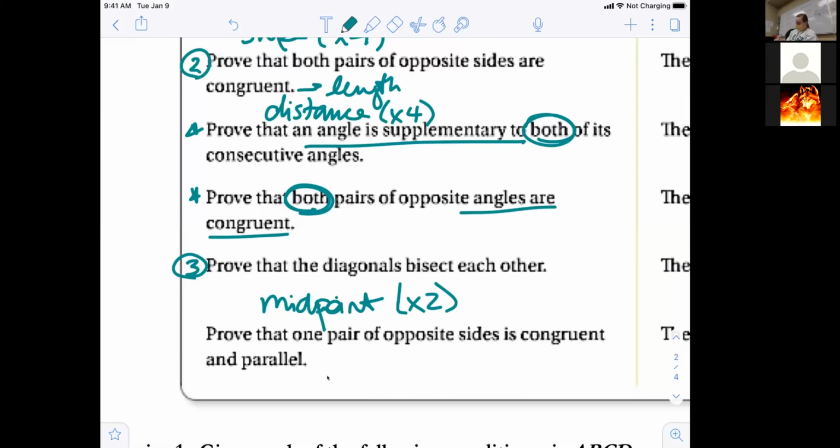And then the last one says, prove that one pair of opposite sides is congruent and parallel. How do I prove that they're congruent? What did we just say a minute ago? How do I prove that they're congruent? Would you say, Donna? Distance. And then how do we prove that they're parallel? By slope. Now this one you would have to do distance and slope both twice.